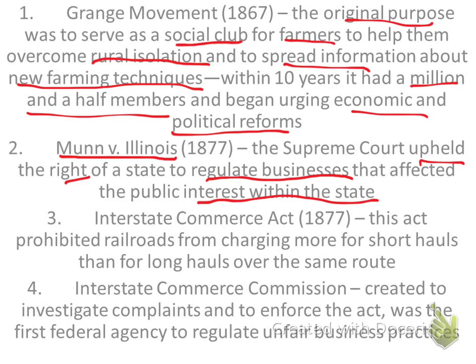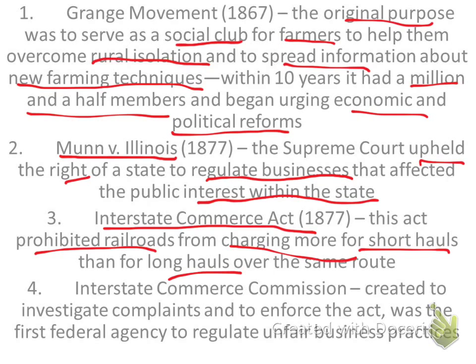Now, in a couple of years, a new Supreme Court decision will overturn that, but by then we already have the Interstate Commerce Act in 1877, which gives the federal government the power to regulate railroads and other businesses. Again, we're primarily talking about railroads with this case. And so the Interstate Commerce Act prohibited railroads from charging more for short hauls compared to long hauls.